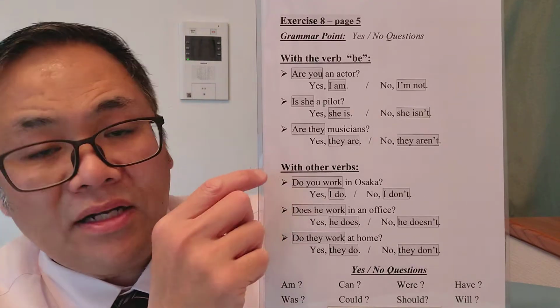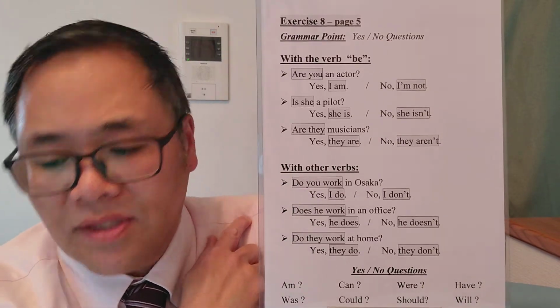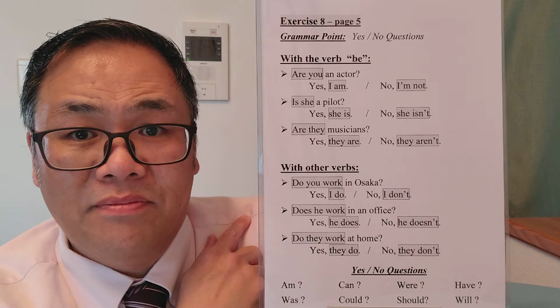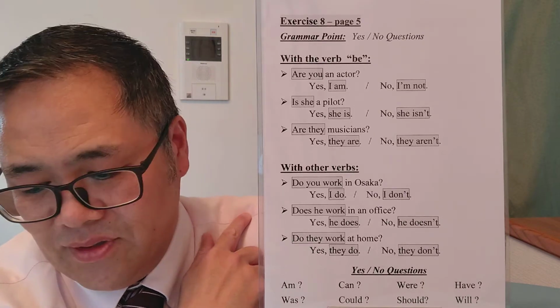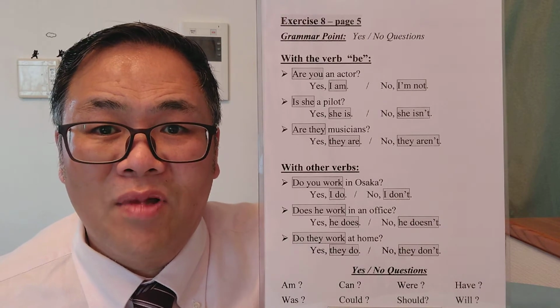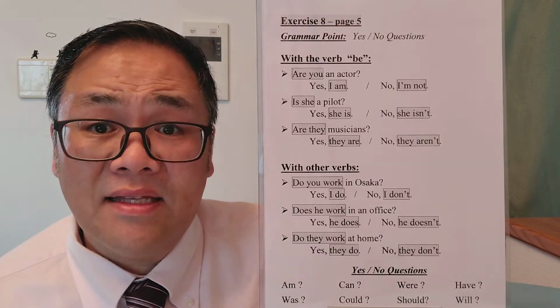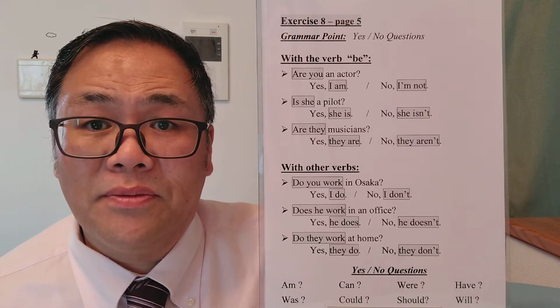You can also practice with other verbs. As an example, do you work in Osaka? Yes, I do. Or, no, I don't. Does he work in an office? Yes, he does. No, he doesn't. Do they work at home? Yes, they do. No, they don't.